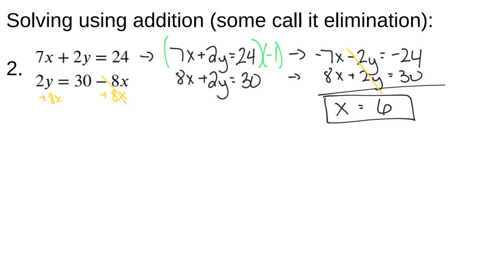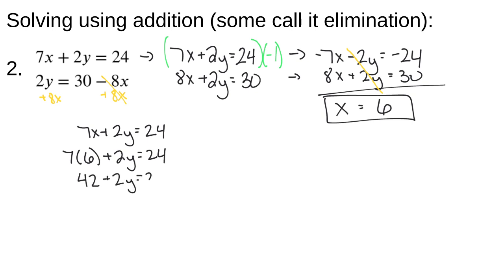Once we know what x is, we can come back to really any of these equations and put in that value for x and solve for y. I'm going to use this first equation of 7x plus 2y equals 24. But instead of x, we're going to swap it out for the value of x, which we just found to be 6. So we're going to have 7 times 6 plus 2y equals 24. 7 times 6 is 42.